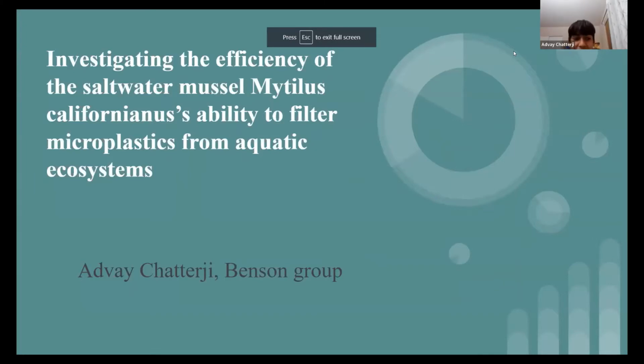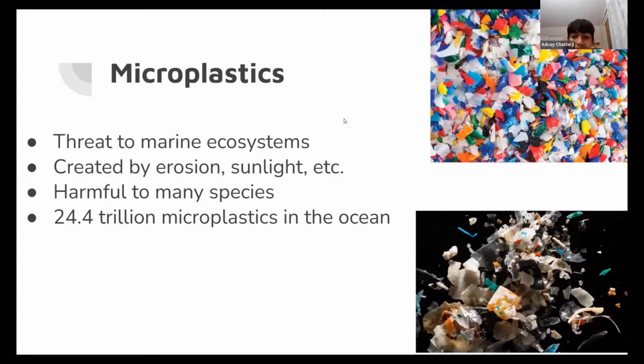So my group is the Benson group, and we're investigating the efficiency of the saltwater mussel Mytilus californianus' ability to filter microplastics from aquatic ecosystems. As plastic pollution escalates, microplastics are becoming a larger threat to marine ecosystems. Plastics smaller than 5 millimeters in length, known as microplastics, largely originate from plastics degraded over time by erosion, sunlight, and other things. The most abundant type of microplastics in the ocean are synthetic polymers.